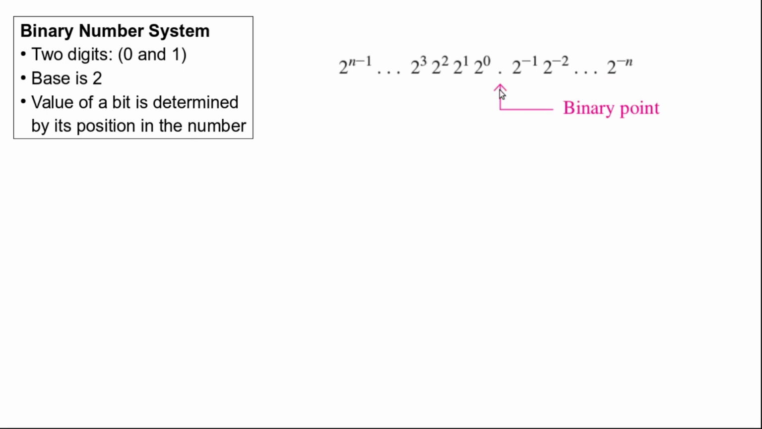Now if we try to find out the weights of different positions, and if we consider a fractional number with a binary point, on the left of the binary point the weights will be 2 to the power 0, 2 to the power 1, 2 to the power 2, 2 to the power 3, and so on. And on the right of the binary point, the weights will be 2 to the power minus 1, 2 to the power minus 2, and so on. As you can see, the weights are expressed as powers of 2, and that's why we say its base is 2.